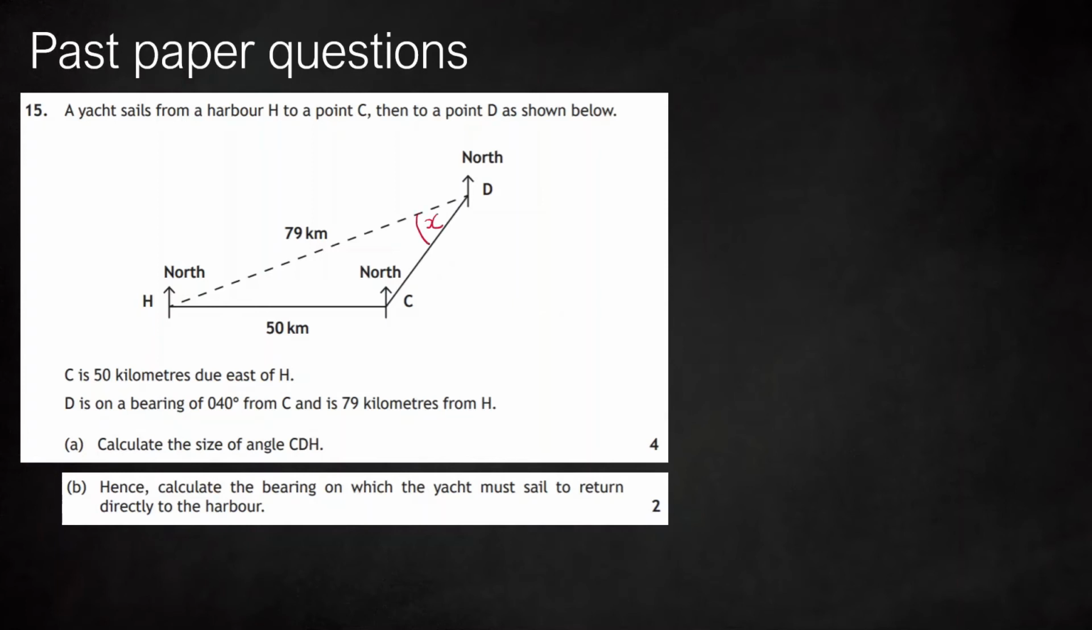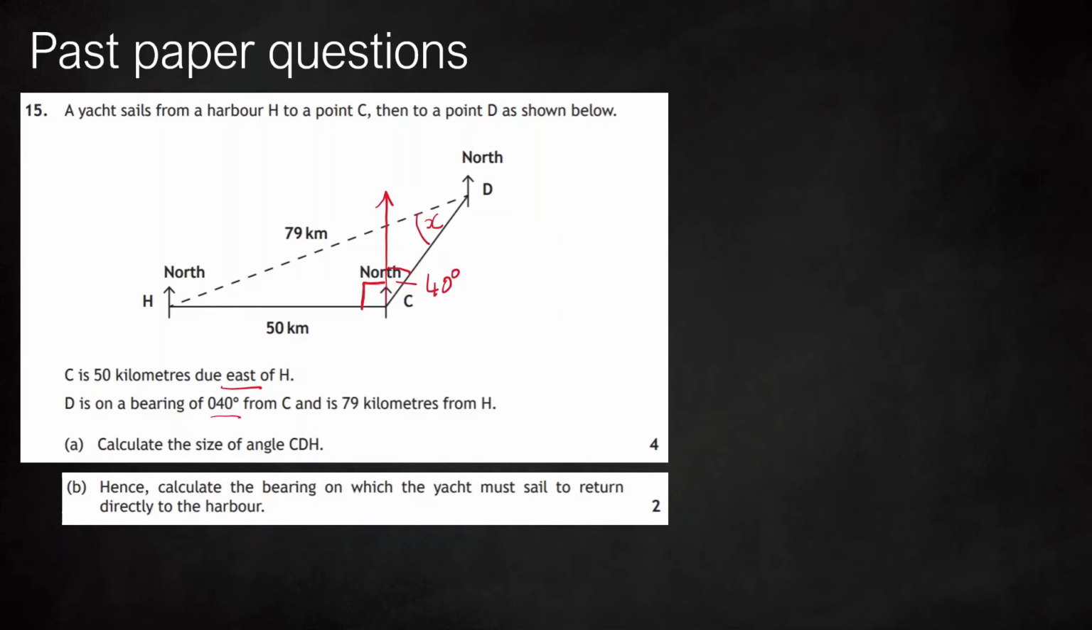Okay, so the first bit of information it gives us is that D is on a bearing of 40 degrees from C, and if I extend the north line, that means that this angle here is 40, because a bearing is just the clockwise angle from north. Okay, next thing to note is that it says here that C is due east of H, so that means that this guy here is a right angle. It looked like one already, but we can double check that just by looking at the information.